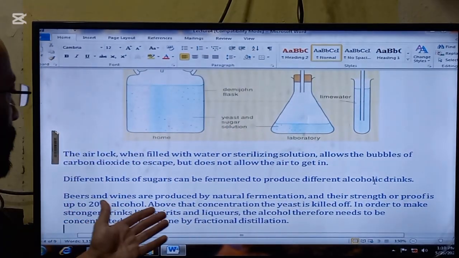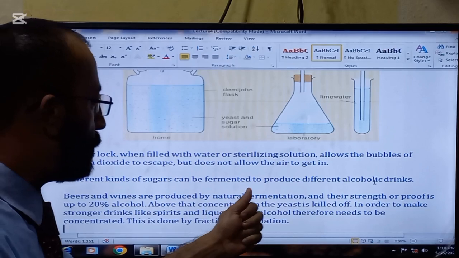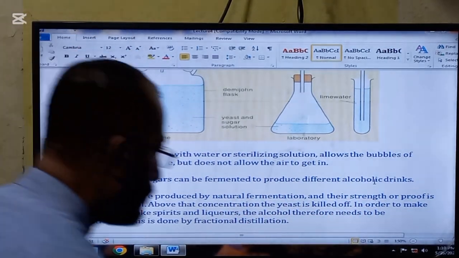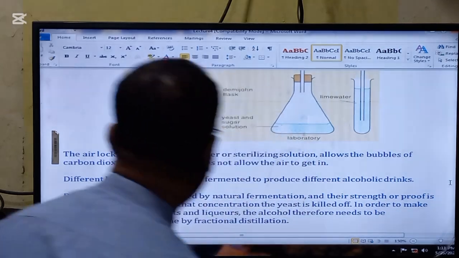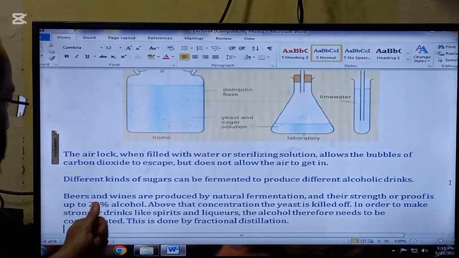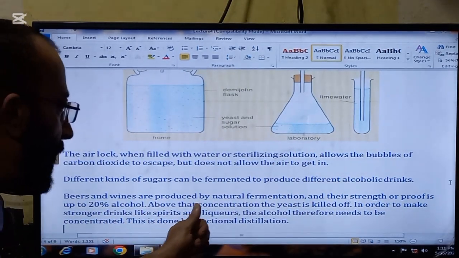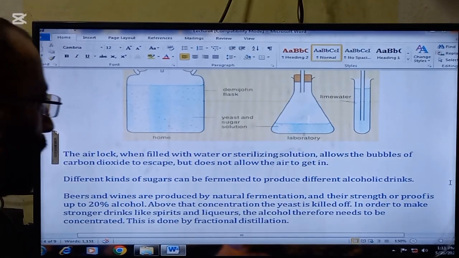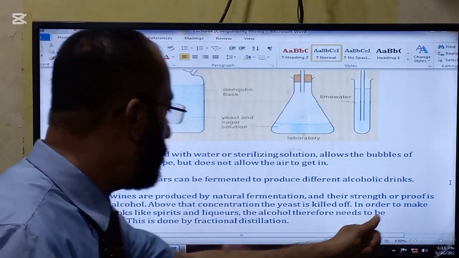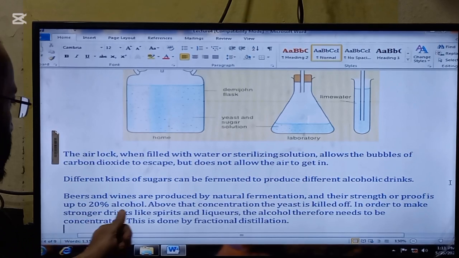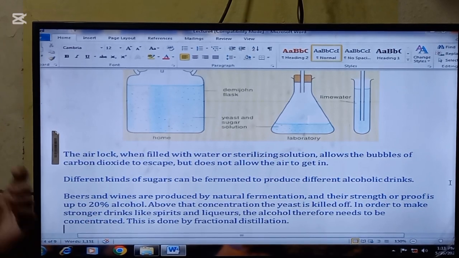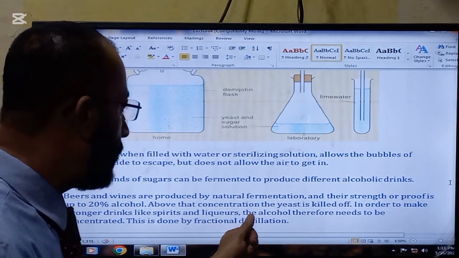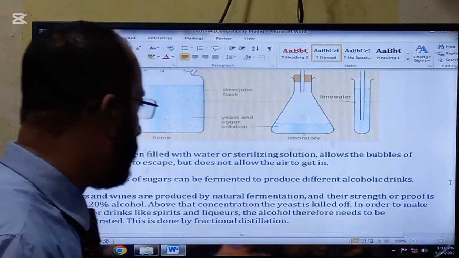Different kinds of sugars can be fermented to produce different alcoholic drinks. Beers and wines are produced by natural fermentation, and their strength or proof is up to 20% alcohol. Above that concentration, the yeast is killed off.